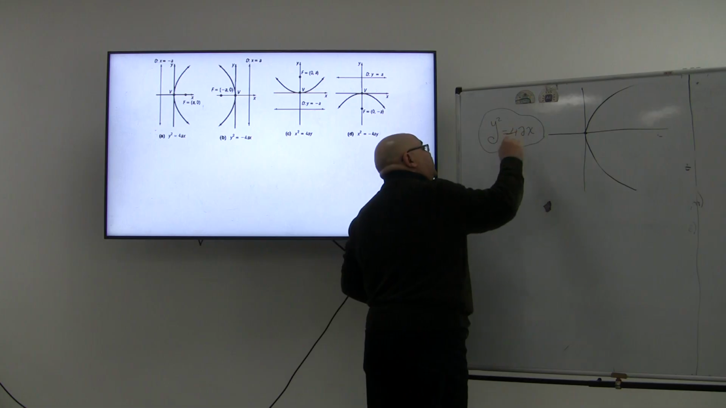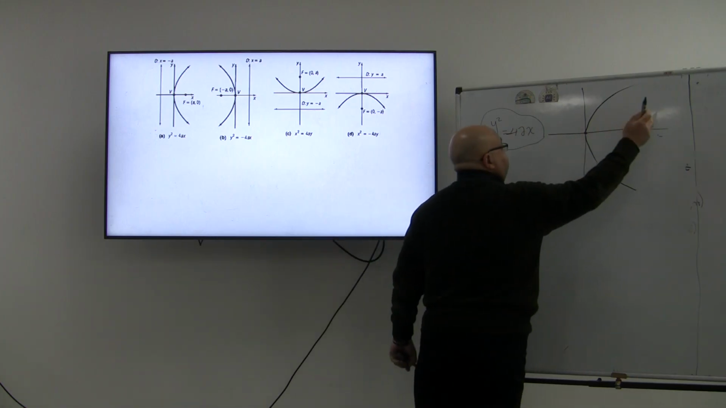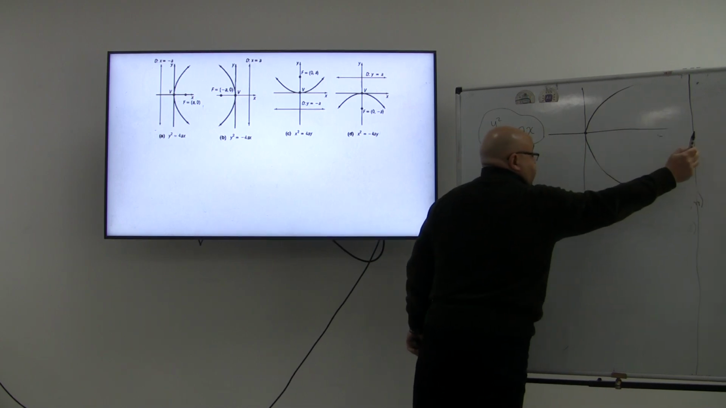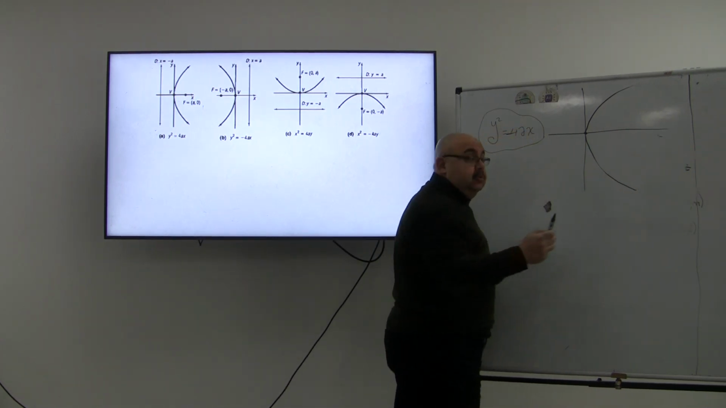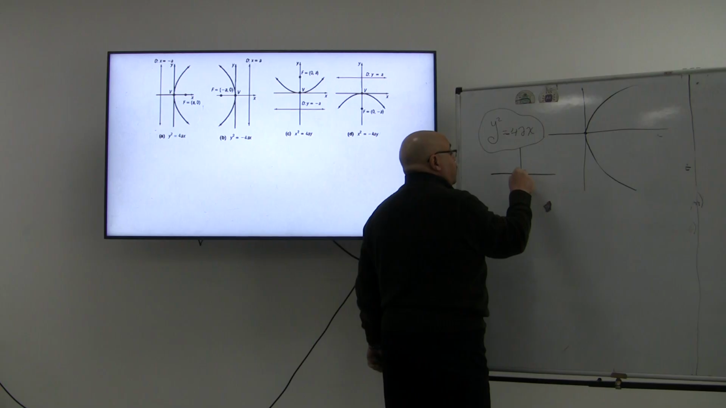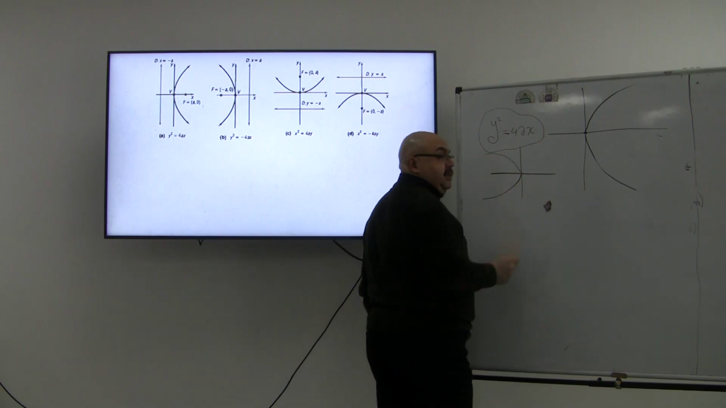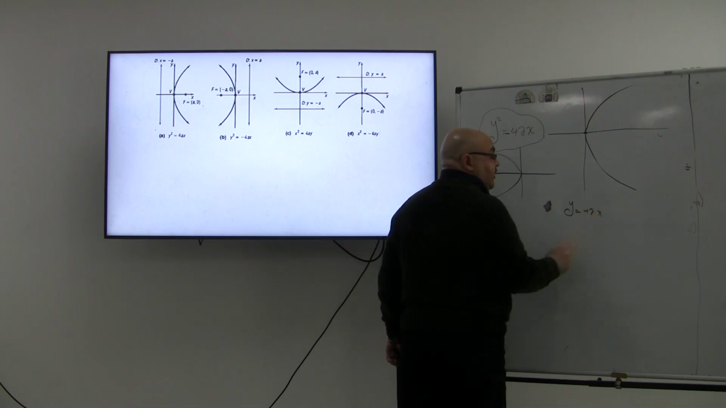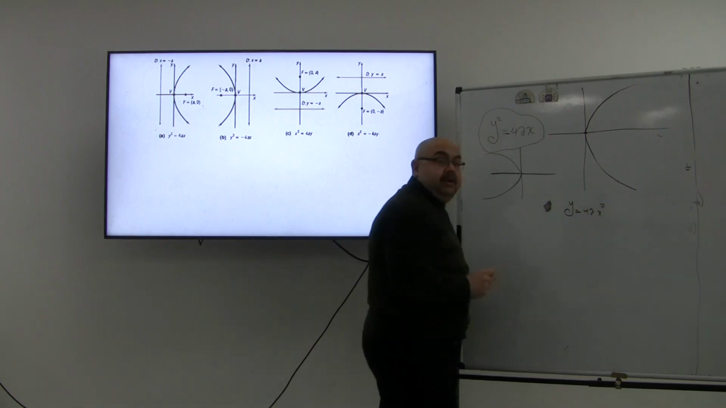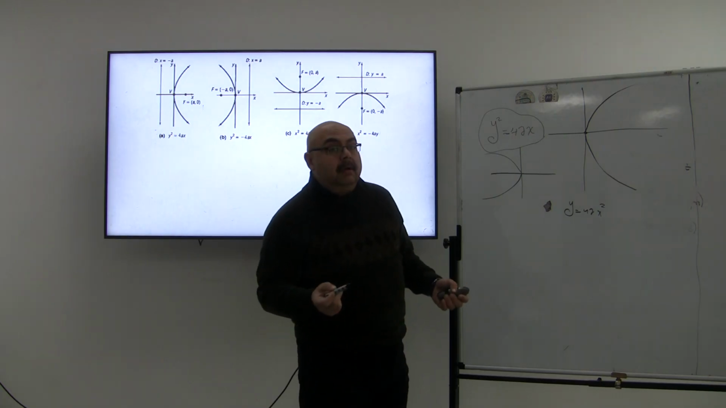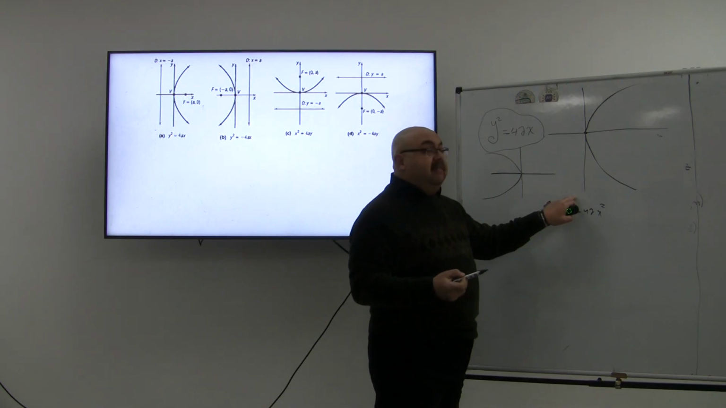If I have a negative sign here, instead of being symmetric in the direction of the positive x-axis, it will be in the direction of the negative x-axis. So if this is a negative sign, your parabola will take on the other side. What if I have y equals 4a of x squared? In this case, it will be symmetric about the y, because y doesn't have a square.